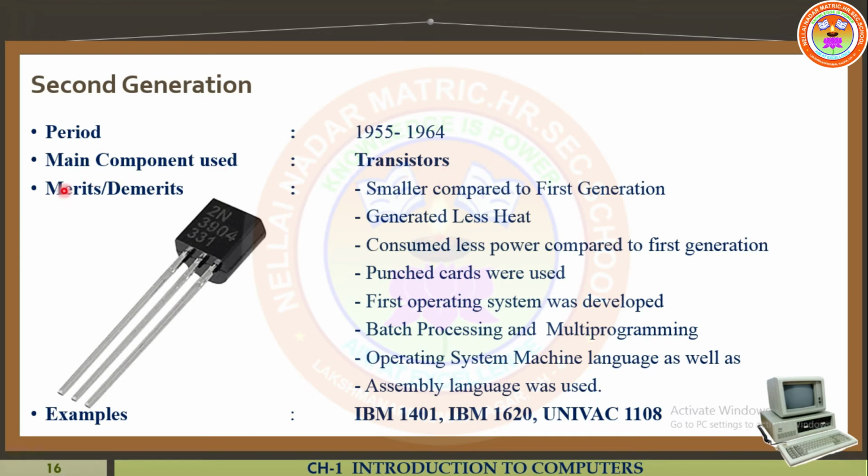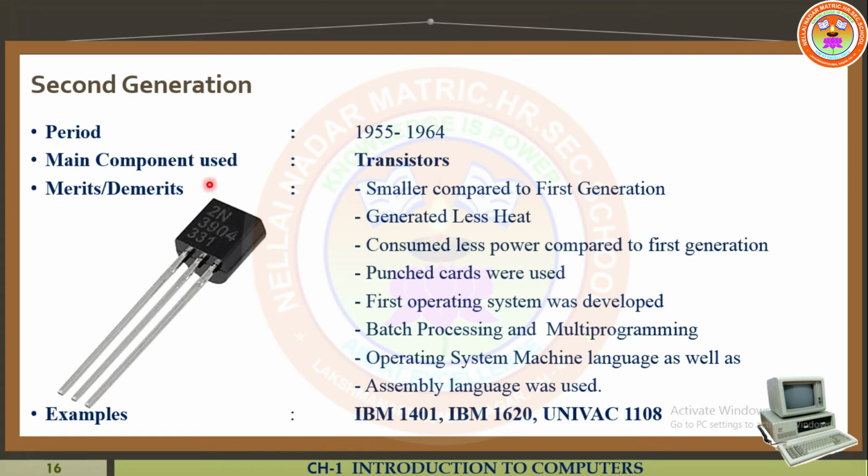So what are the merits and demerits of the second generation? It was smaller compared to the first generation. It generated less heat when compared to the previous generation, and it consumed less power compared to the first generation. Why? Because we used transistors, and punched cards were used for giving the inputs.